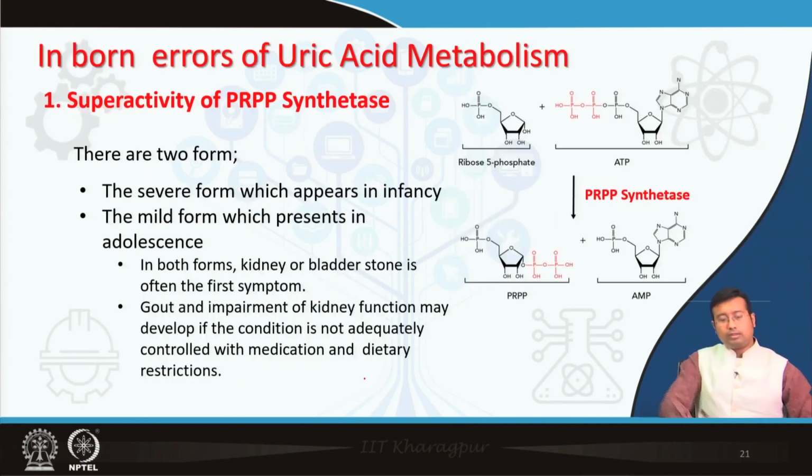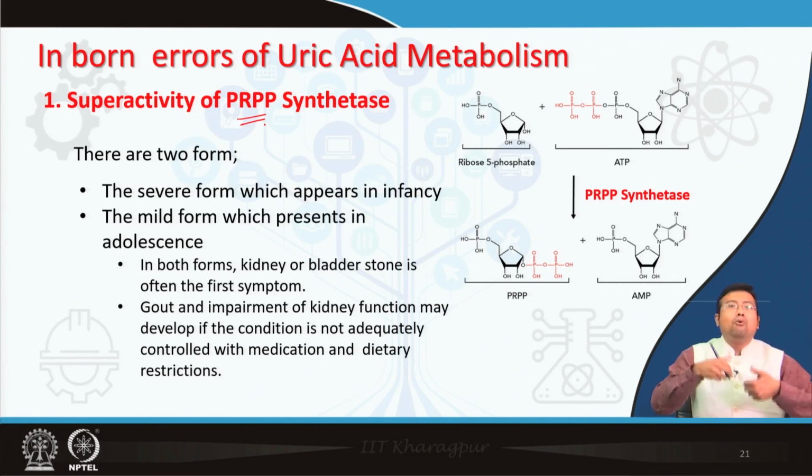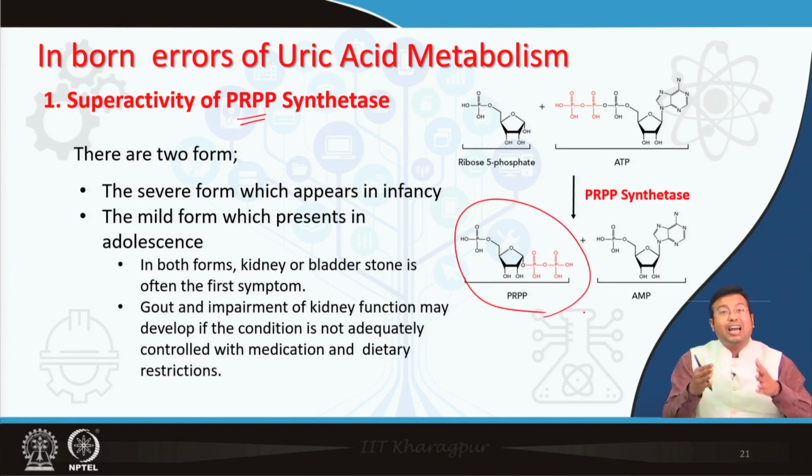Okay. So as I discussed, what are the inborn errors of uric acid metabolism? Number 1, phosphoribosyl pyrophosphate synthetase, PRPP synthetase. Okay. This enzyme, if it is more active, what will happen? There will be excess PRPP, and as I told you, PRPP positively affects uric acid production. All right, and if uric acid production is more, it will be degraded more and more.